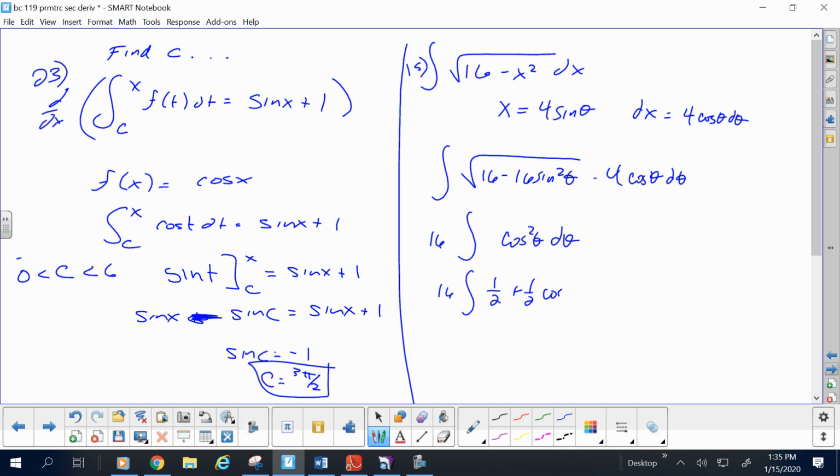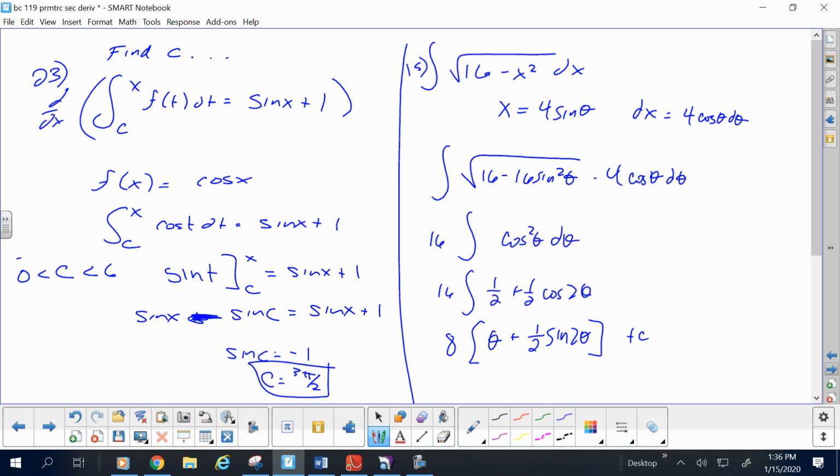1/2 plus 1/2 cosine 2 theta, yay? So that's something like 16 times, or do you want to just call it 8? What do you say? Okay, so let's call it 8 times, when you integrate 1 with respect to theta, what do you get? Theta plus, and what's the antiderivative of cosine of 2 theta? 1 over 2, so 1/2 sine of 2 theta, yay?